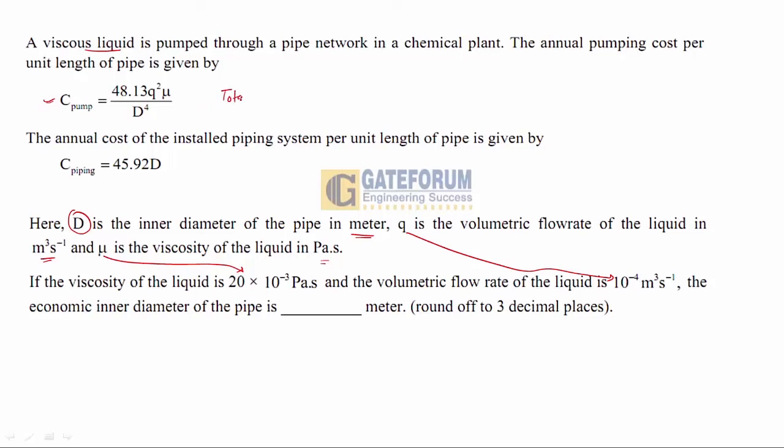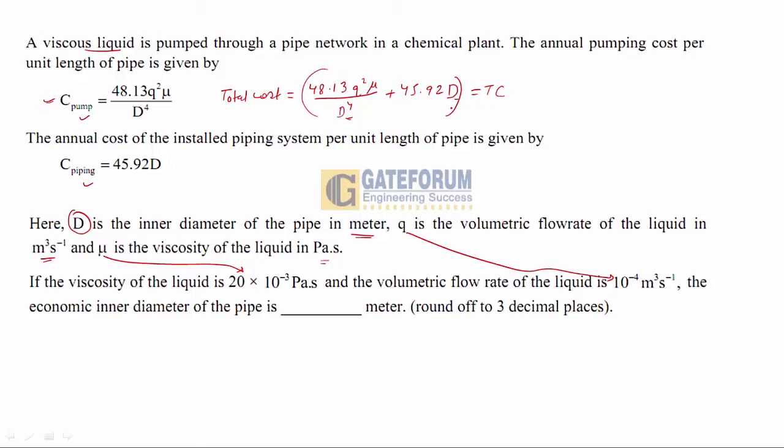So our total cost incurred will be how much? Pumping cost plus this cost, so 48.13 Q square mu upon D to the power 4 plus 45.92 D. Okay, so right away don't put the values of Q, mu and everything, we'll put that finally. So this is our expression for total cost. Now what we have to do is minimize this function. So what is our variable here? D. So we have to differentiate this expression with respect to D.